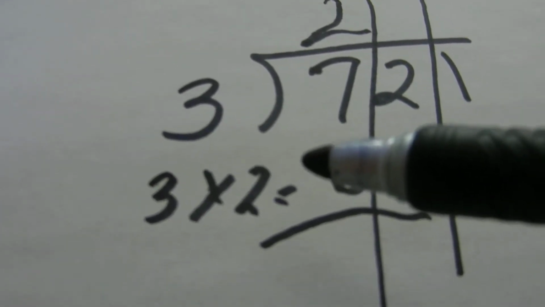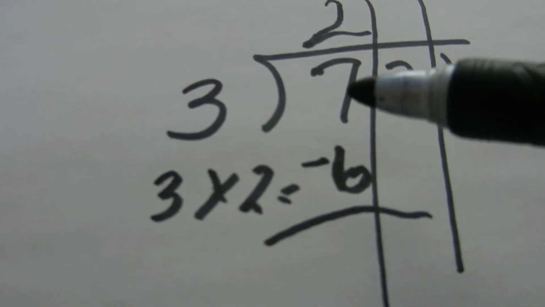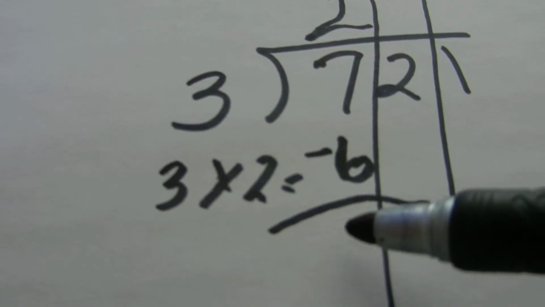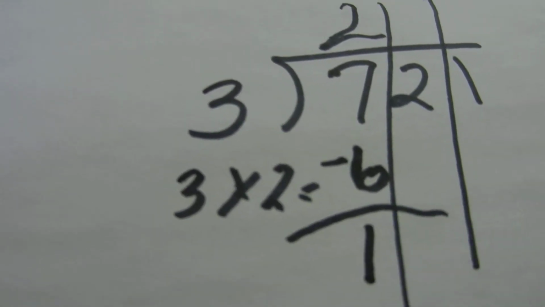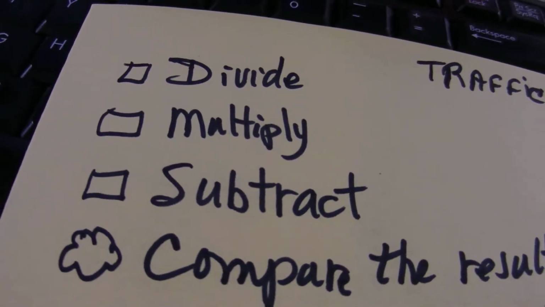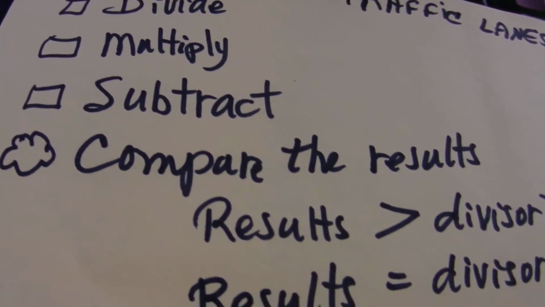Okay, so we're going to do the subtracting now. 7 take away 6, or 700 take away 600, gives us 100. Let's look at our chart. We've divided, we've multiplied, we've subtracted, and we have some results. Now we're going to compare the results.